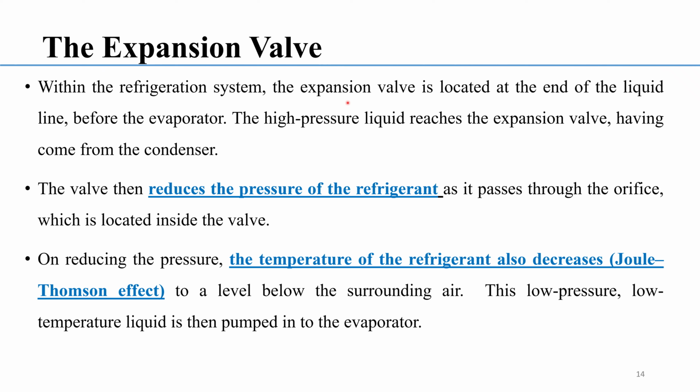Within the refrigeration system, the expansion valve is located at the end of the liquid line before the evaporator. The high pressure liquid reaches the expansion valve having come from the condenser. The valve then reduces the pressure of the refrigerant as it passes through the orifice located inside the valve. On reducing the pressure, the temperature of the refrigerant also decreases, which is called the Joule-Thomson effect, to a level below the surrounding air. This low pressure, low temperature liquid is then pumped into the evaporator. So this is the main function of the expansion valve, which is just opposite to the compressor. Whenever something is passing into a pipe and suddenly expanded, the temperature will fall.